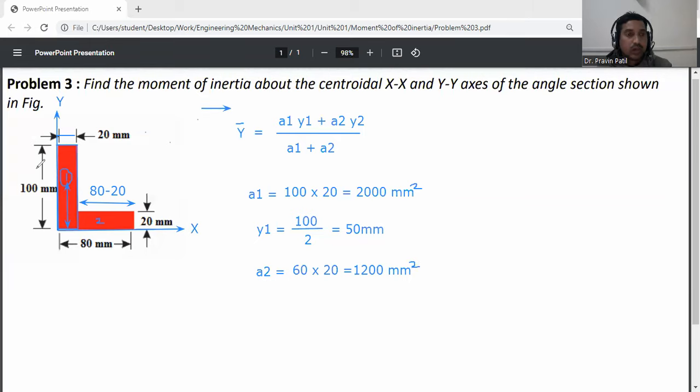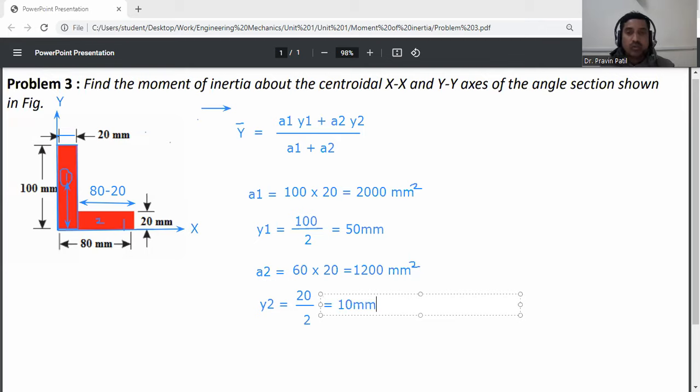So now calculate y2. y2 is for the second part, this distance, measured from the x-axis. So half of this 20, 20 divided by 2. 20 divided by 2 will be 10 mm. This is 10 mm.